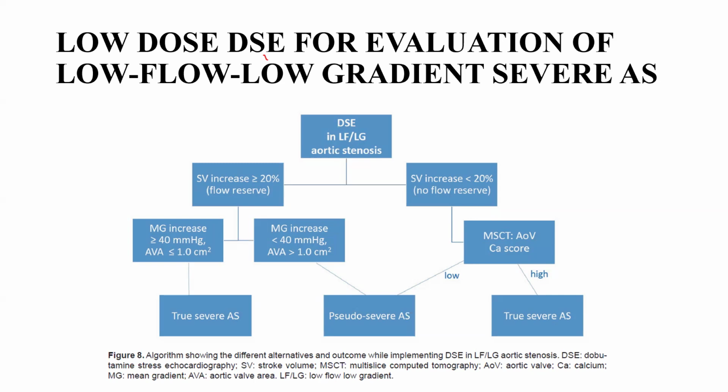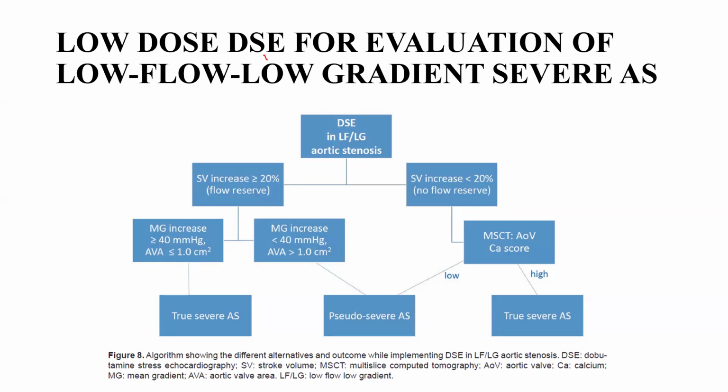But your mean gradient is still less than 40 despite increase in stroke volume across the LVOT and the aorta. And your aortic valve area improves under the dobutamine stress. And then also pseudo aortic stenosis. Now, you can also look at if your stroke volume increase is less than 20%, it means the heart itself is already struggling. The flow reserve is not good. So you can't rely on the dobutamine stress test to conclude much.